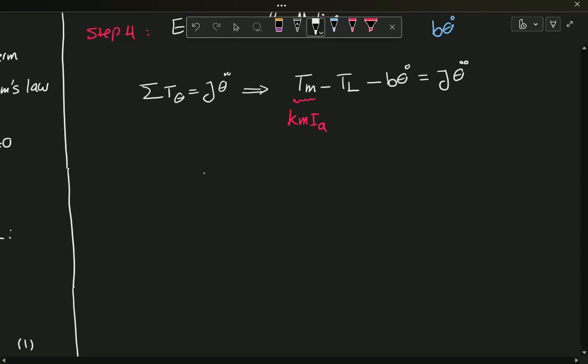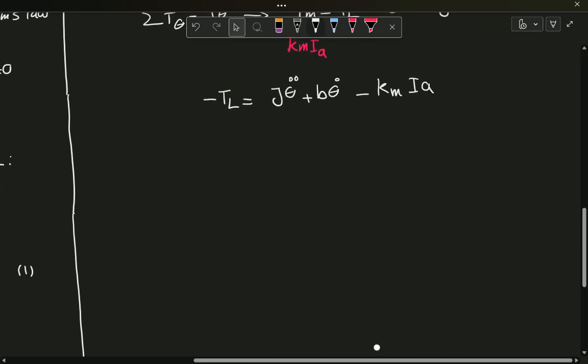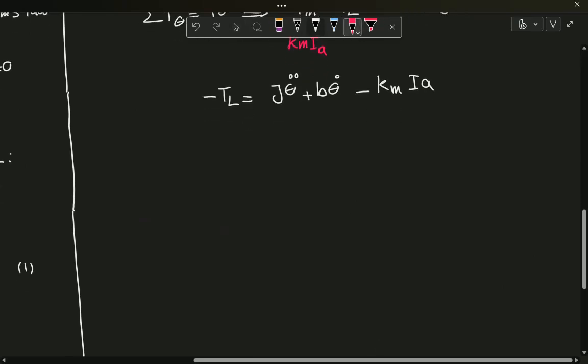I'm going to keep TL on one side. So negative TL equals J theta double dot plus B theta dot minus Km IA. You see that I have two families here. Family of theta, which has two members, theta dot and theta double dot, and family of IA, which has only one member. There are no sign mismatches among the members of each family, so I can box this equation.